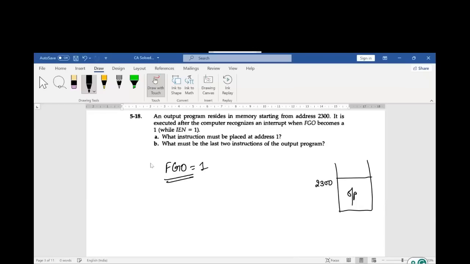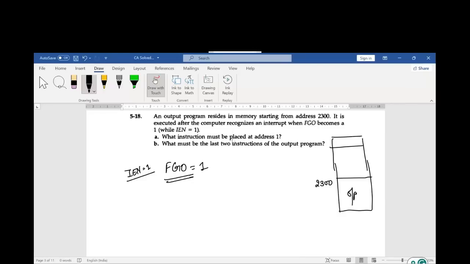Do you remember the interrupt cycle? What happens in the interrupt cycle? Whatever the interrupt is, we need to go and execute either the input program if FGI is 1 or the output program if FGO is 1, right? So we need to go and execute the interrupt IO program and then return back to our normal flow of execution. So if I need to return to my normal flow of execution, I know that it is like a branch and save return address type of instruction.